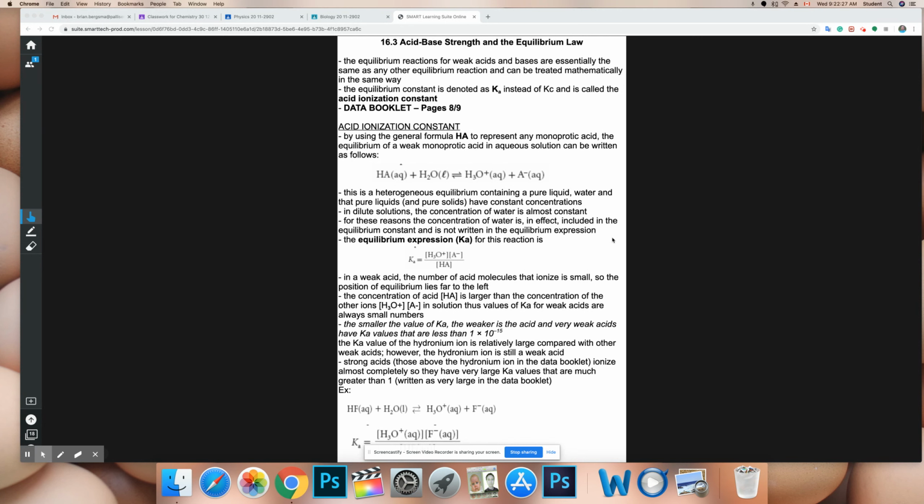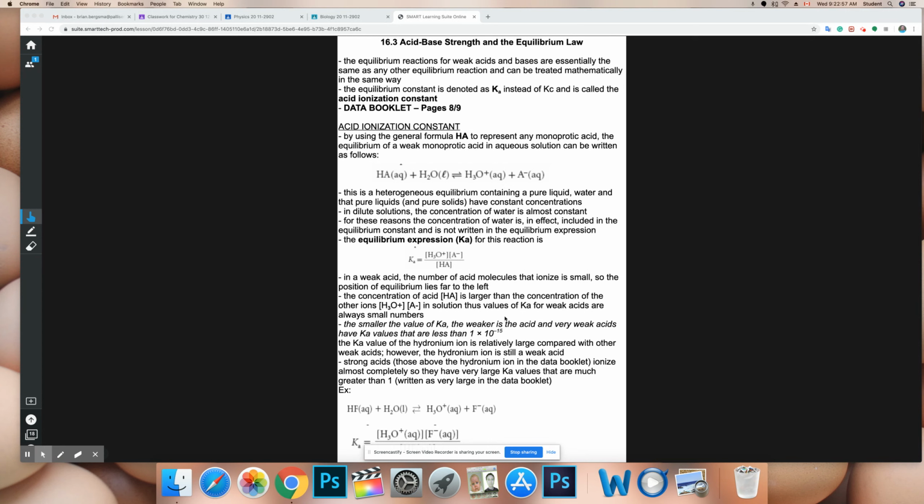Okay, so the concentration of our initial acid, HA, is larger than the concentration of our other ions, the hydronium and the conjugate base. So the Ka for weak acids are always very small numbers. The smaller the value, the weaker the acid is, and very weak acids have a Ka value of less than 1 times 10 to the minus 15.